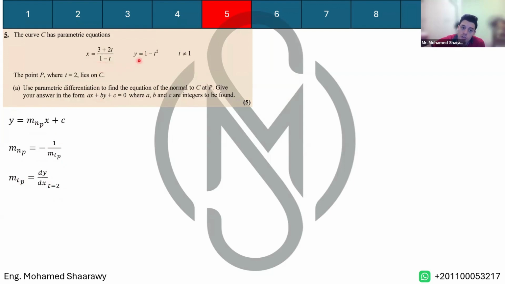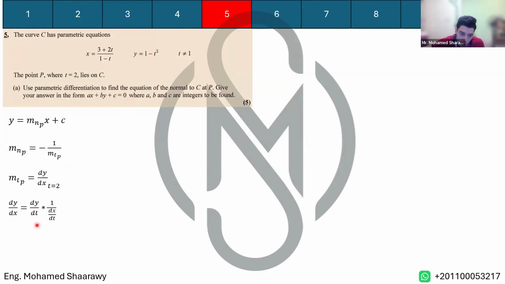I must use the chain rule here because I don't have an equation of y in terms of x. So let me apply the chain rule. dy/dx is dy/dt multiplied by dt/dx. dt/dx is the same thing as 1 over dx/dt. Let me first get dx/dt. Actually, dy/dt is so easy.